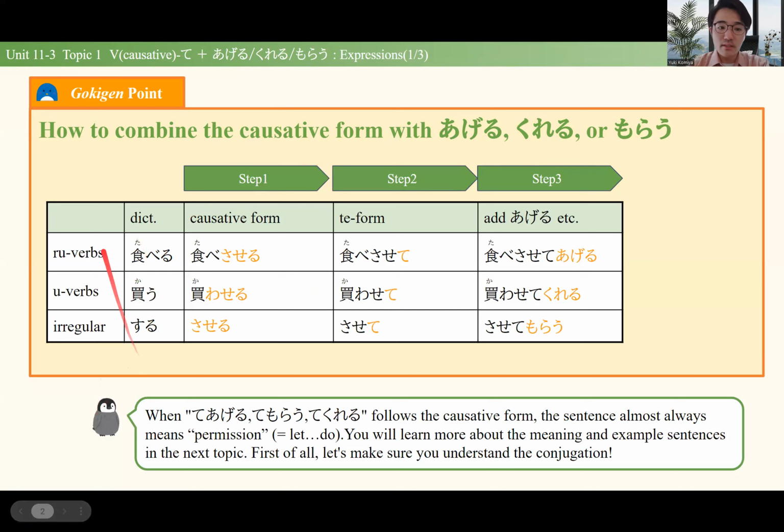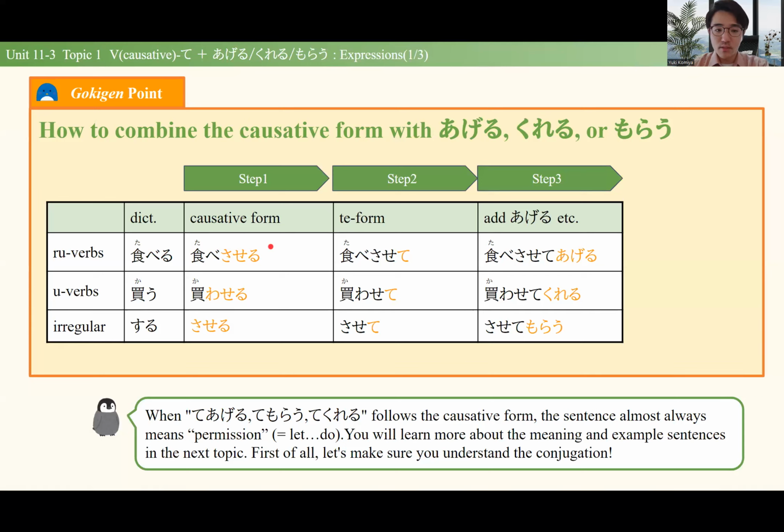First of all, we want to make the dictionary forms of the verbs into causative, so make or let. 食べる turns to 食べさせる. This is from the last lesson. 食べさせる, make someone eat. 買わせる, make someone buy. させる, make someone do or let someone do. Then we make the て form.